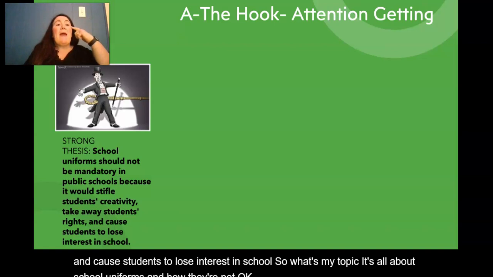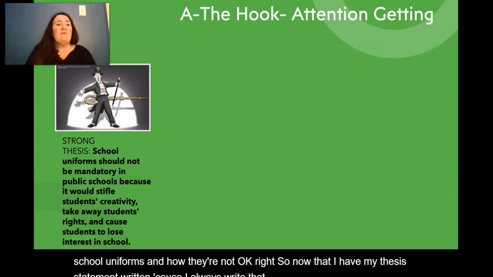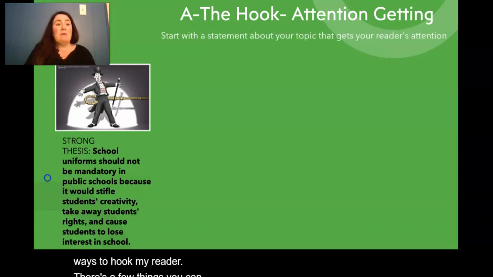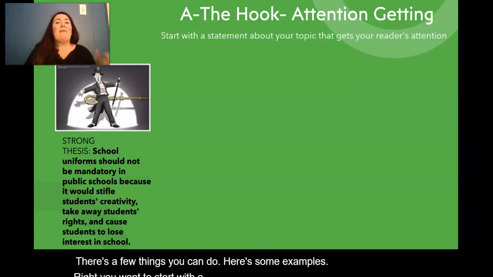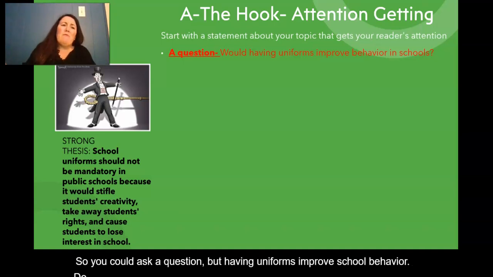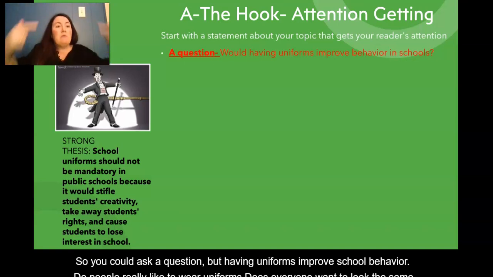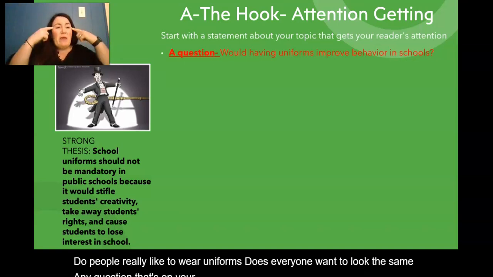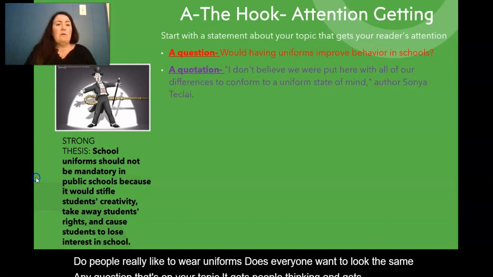So now that I have my thesis statement written, because I always write that first, I can think of different ways to hook my reader. There's a few things you can do. Here's some examples, right? You want to start with a statement about your topic that gets your reader's attention. So you could ask a question. Would having uniforms improve school behavior? Do people really like to wear uniforms? Does everyone want to look the same? Any question that's on your topic that gets people thinking and gets their attention.